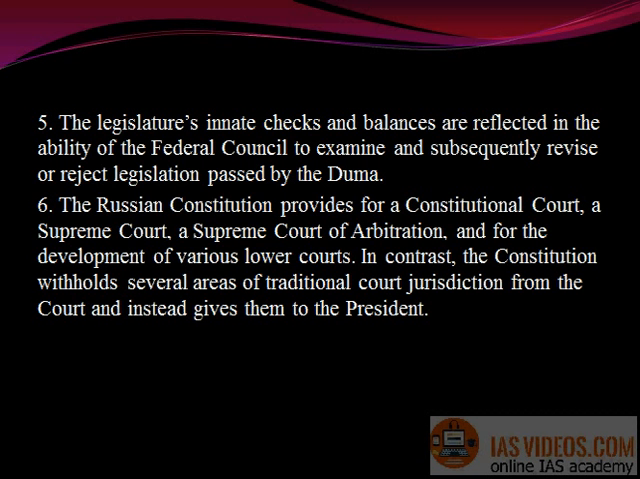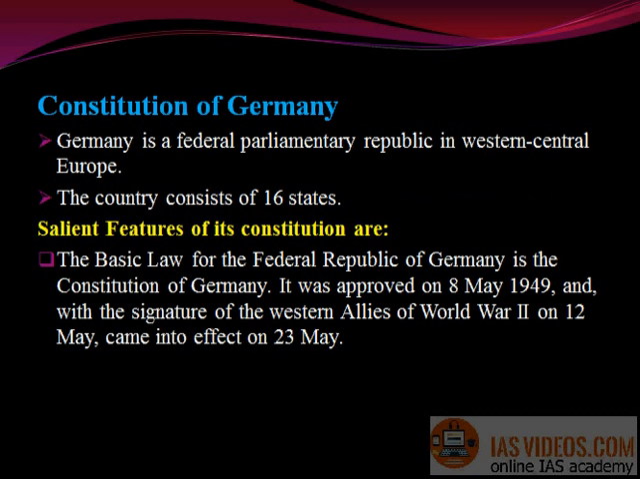The Russian Constitution provides for a constitutional court, a Supreme Court of arbitration, and for the development of various lower courts. In contrast, the Constitution withholds several areas of traditional court jurisdiction from the court and instead gives them to the President.